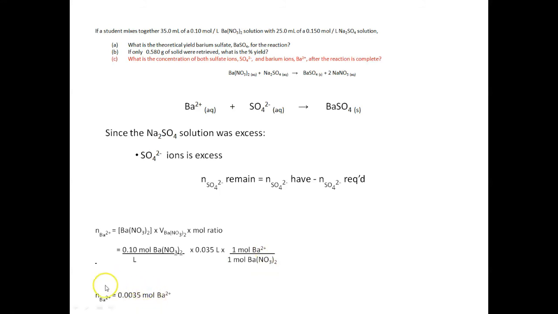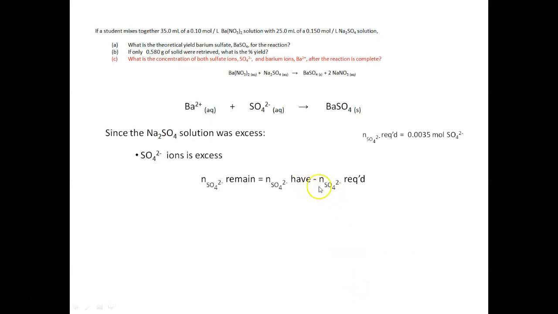Okay, now that I know my moles of barium ion, I can use that to determine my moles of sulfate that I require, because it'll be equal to the moles of this times the mole ratio. I'm already at the mole level, so all I have to do is multiply by a mole ratio. So my moles times my mole ratio tells me that I require this many moles of sulfate.